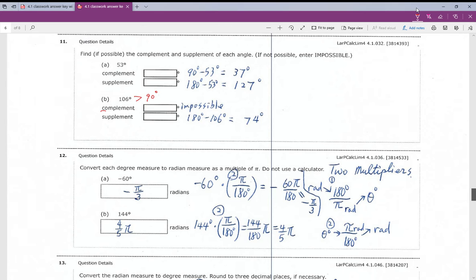Number 12, convert each degree measure to radian as a multiple of pi. Do not use a calculator. This type of calculation, I remember my son learned from fourth grade in elementary school. At that time, we learned about the multiplier.